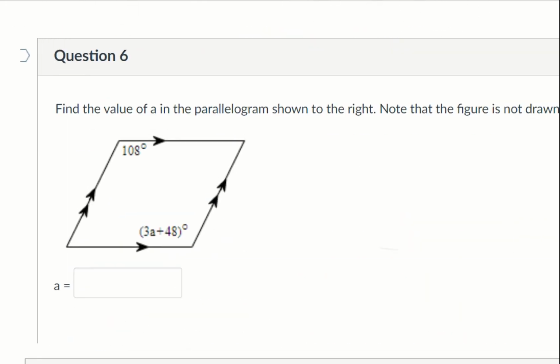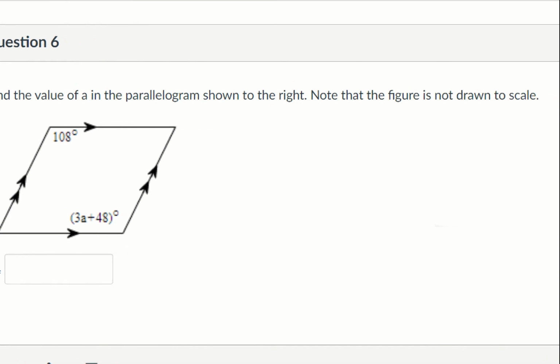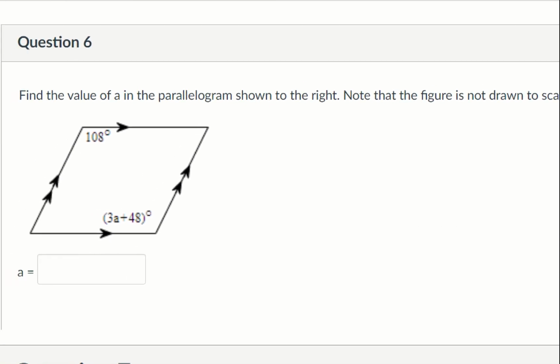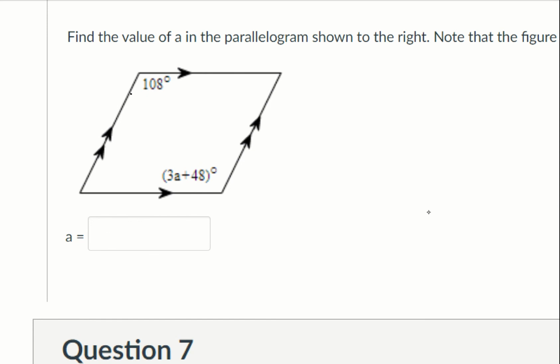All right, the next question, we have find the value of a in the parallelogram shown to the right. Note that the figure is not drawn to scale. So we have two angles here. We have one angle that we know, a constant angle, and we have another angle, where we don't know the value of a. But we do know one thing about the parallelogram, aside from the fact that these are parallel.